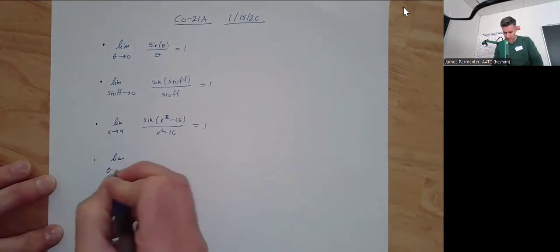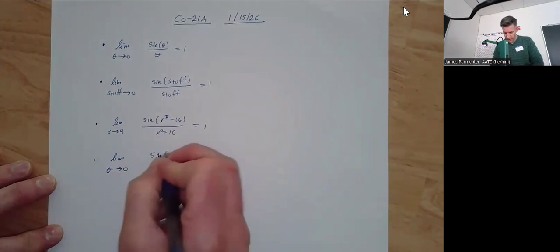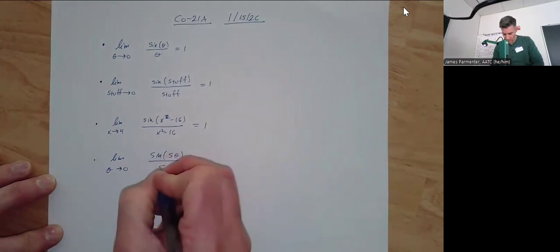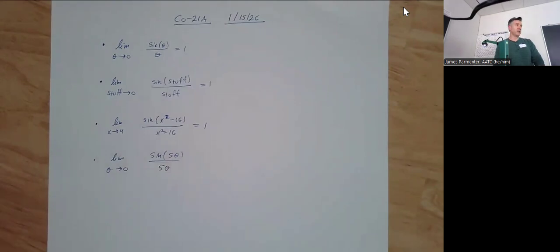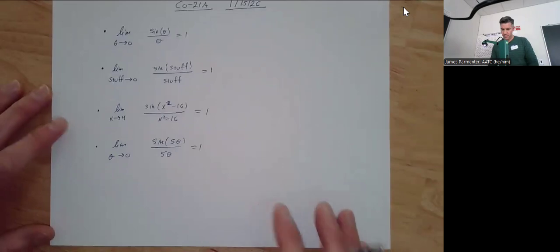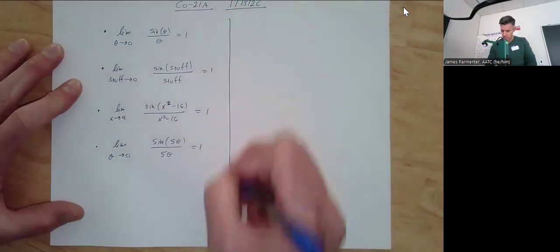So it's all well and good when things are written and things are the same. Like if you have the limit as theta goes to zero of sine of 5 theta over 5 theta, we're happy about that because the stuff is getting closer to zero and it's the same stuff in the sine function that we're dividing by. That limit is also 1. No work to show.